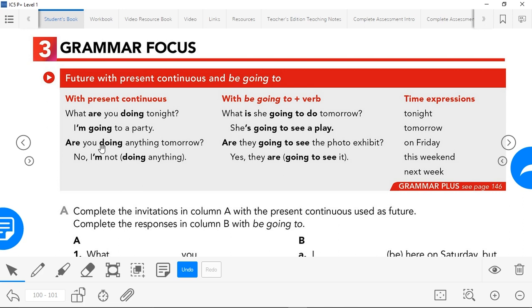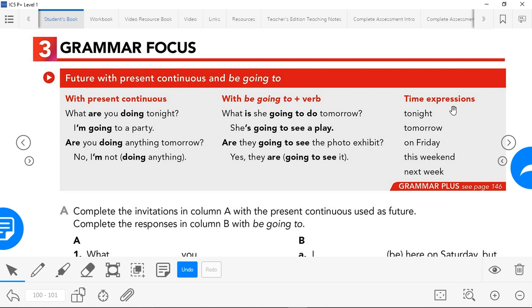Are you doing anything tomorrow? Tomorrow, the time expression. No, I'm not. Or no, I'm not doing anything tomorrow. Okay? And would be going to plus the verb. What is she going to do tomorrow? This is something that you already know. She's going to see a play. Are they going to see the photo exhibit? Yes, they are. Or yes, they are going to see it.